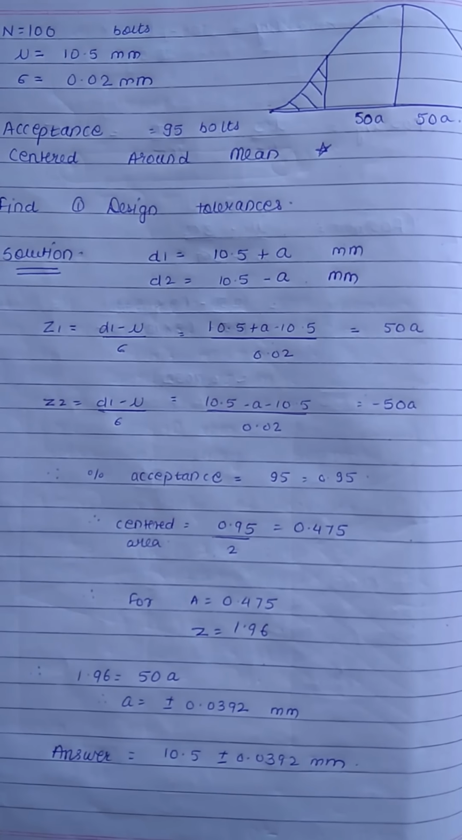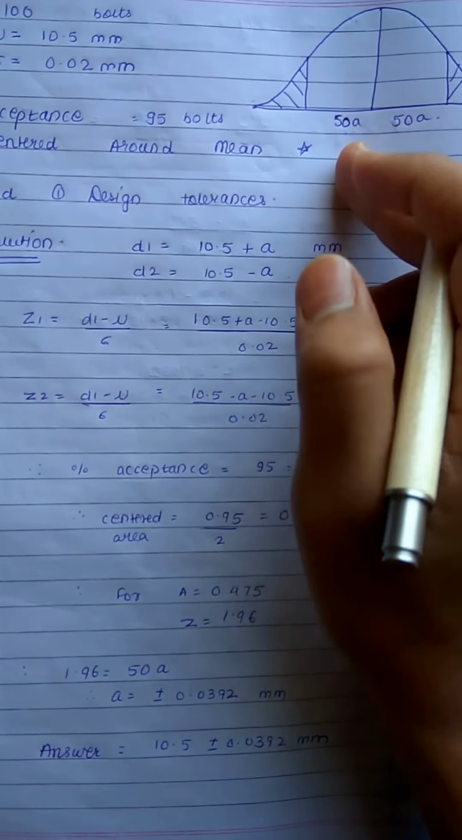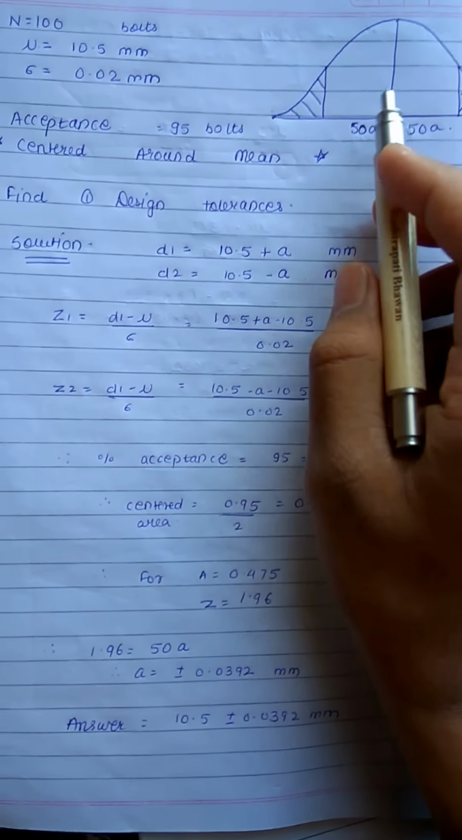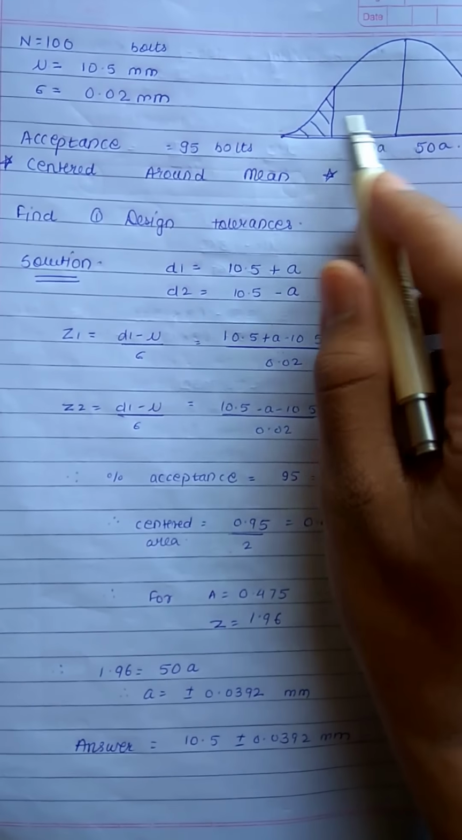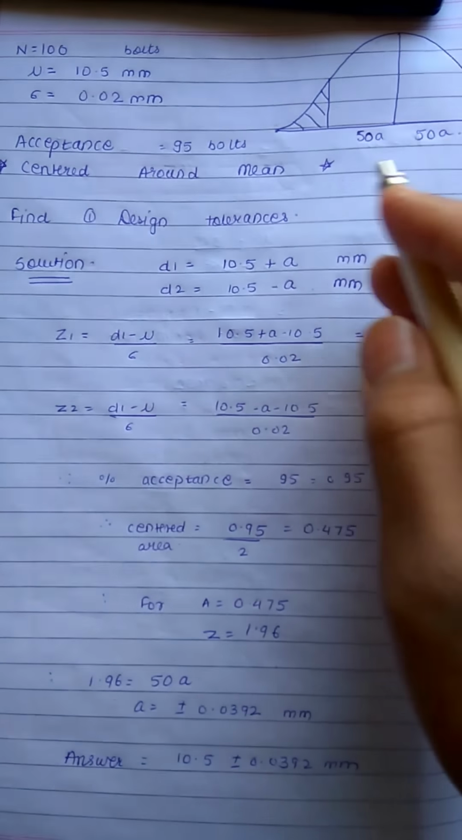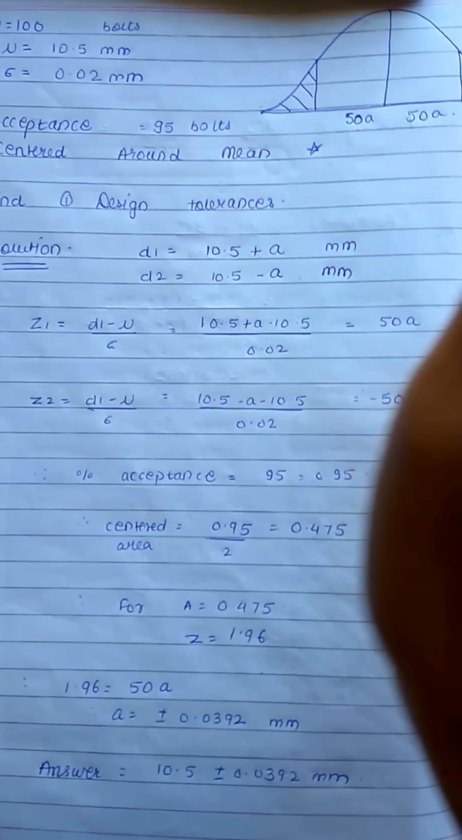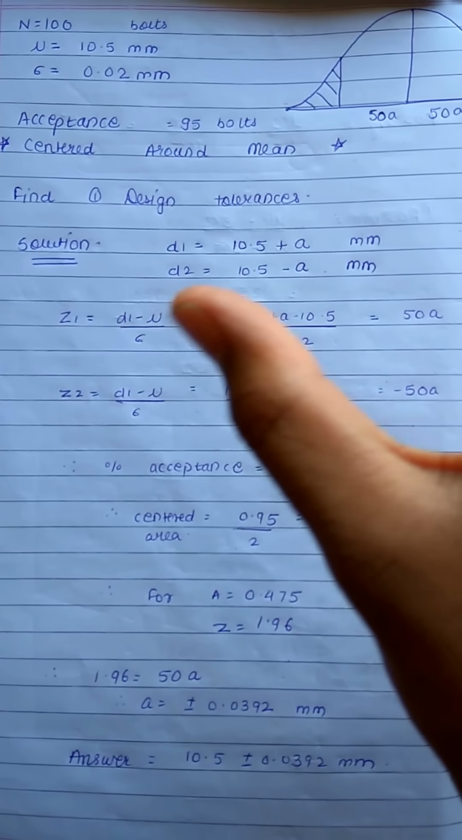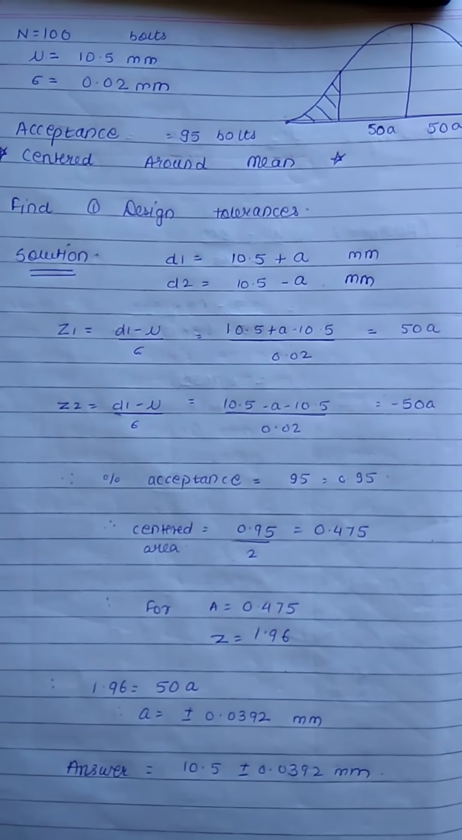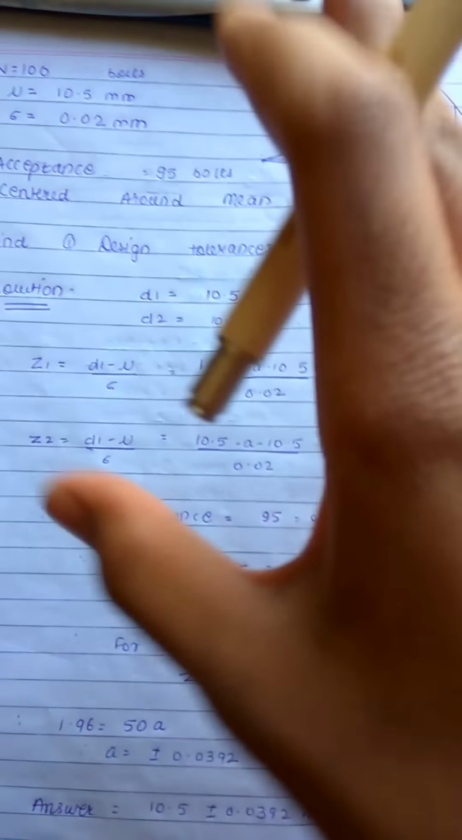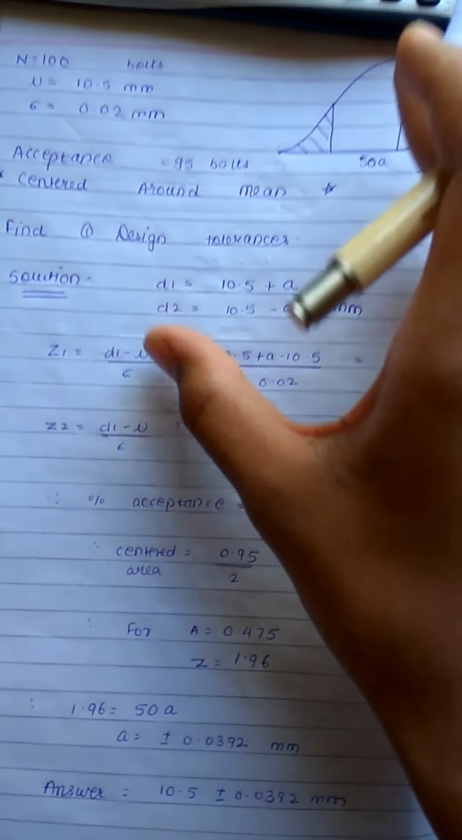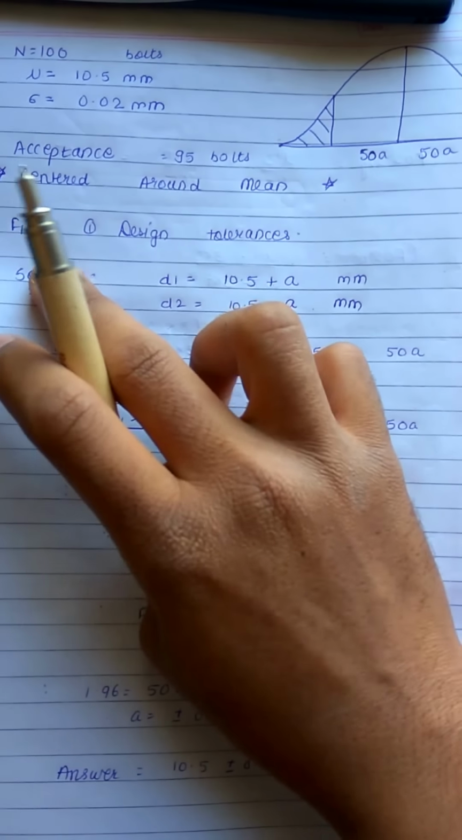In this numerical we have been given that the process is centered around the mean, that is the area lying on the curve on both the sides is same. So what we have been given is there are 100 bolts with mean diameter and the standard deviation. As usual 3 dimensions are given. We have been given that 95 bolts are accepted out of 100. Let's see how to solve.